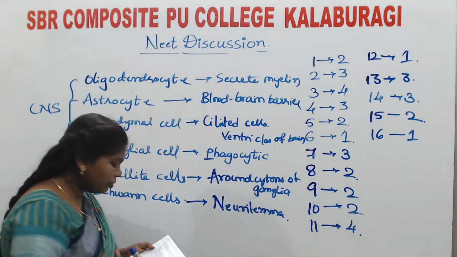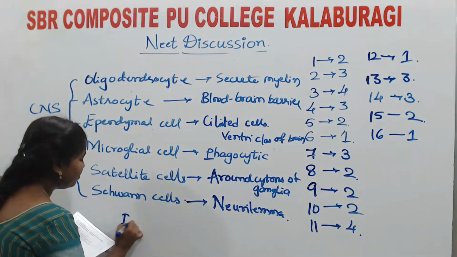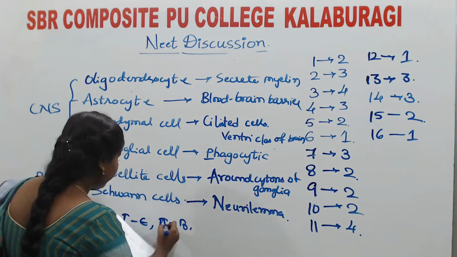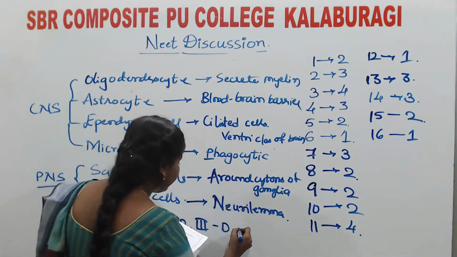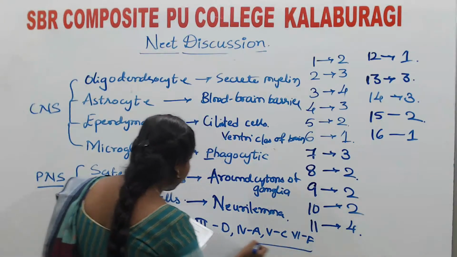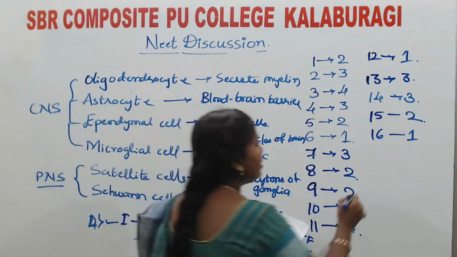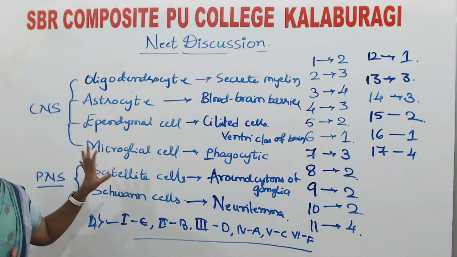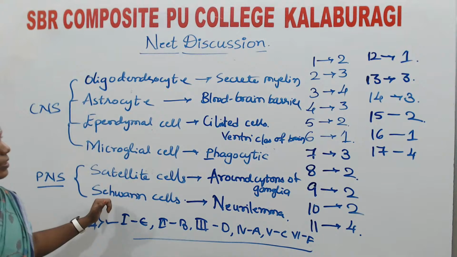So when we go through the options, they have given oligodendrocytes, that is nothing but the first one, E; second one is B; third one is D; fourth one is A; fifth one is C; and sixth one is F. So option D, that is option 4, is the correct answer for the 17th question. These are the types of neuroglial cells. Okay, and these four are present in the central nervous system, these two are present in the peripheral nervous system, and the functions they have given.